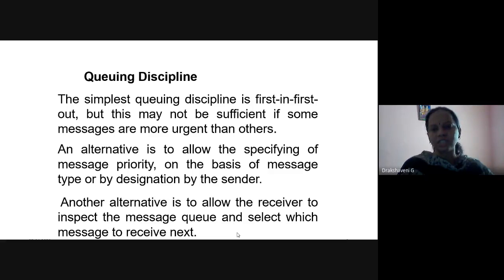But this may not be sufficient if some messages are more urgent than others. Suppose it is okay if it is first come first serve, but sometimes there may be a very urgent message to be passed. In that case, we even require priorities. An alternative is to allow the specifying of the message priority on the basis of message type or by destination by the sender. Another alternative is to allow the receiver to inspect the message queue and select which message to receive next. This is what is called a queuing discipline.